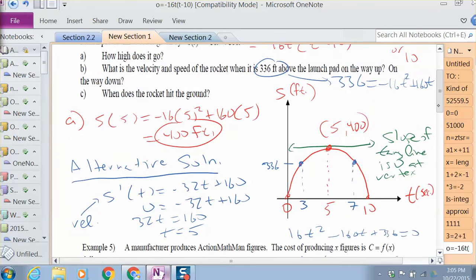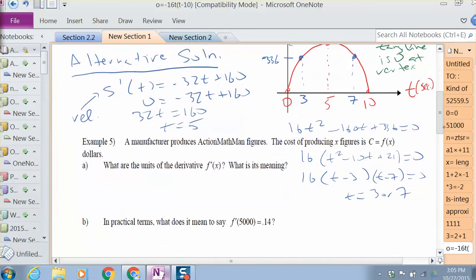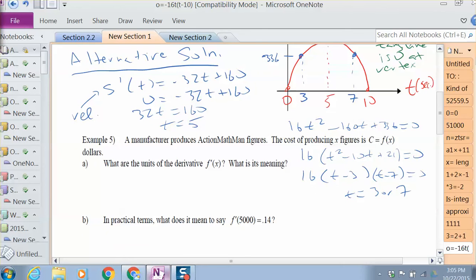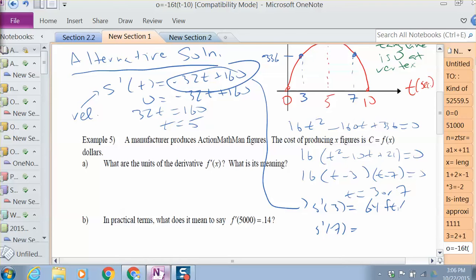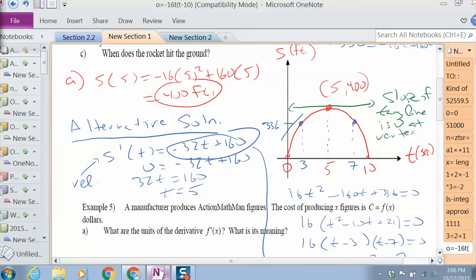So what's the velocity? In this case, we do need the velocity function, so we do need a bit of calculus here. So I'm going to find s prime of 3 and s prime of 7. And if you do it correctly, you should get 64 feet per second and negative 64 feet per second, which totally makes sense for s prime of 7 because it's falling at that point. Plus, if you do tangent lines, the slopes represent derivatives, right? We see it's a positive slope at t equals 3 and a negative slope at t equals 7.